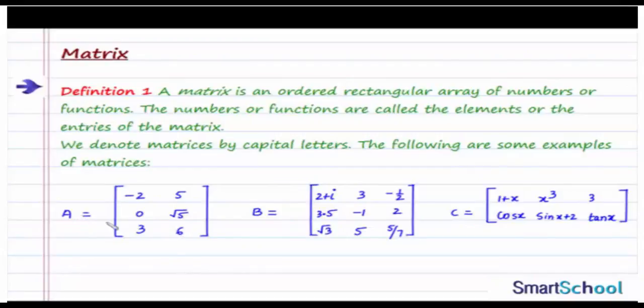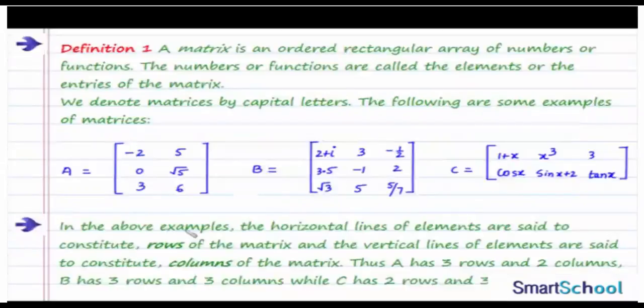This is matrix A, this is matrix B, and this is matrix C. So here we can see that these matrices are ordered rectangular arrays of numbers or functions. Inside the matrices we can have both numbers and functions. Cos x, sine of x plus 2, tan x, these are examples of functions. And minus 2, 5, 0, root 5, 3, 6, these are examples of numbers.